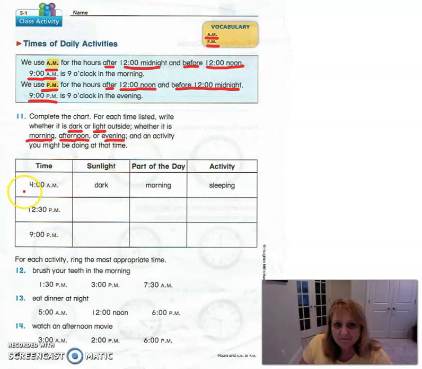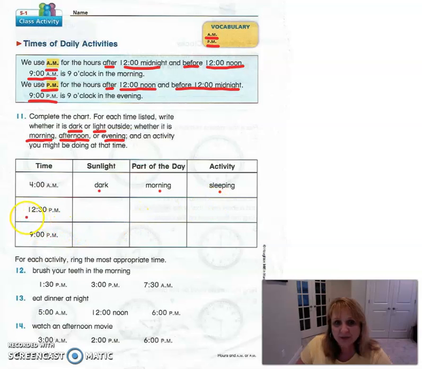All right, so they've done 4 o'clock a.m. for us. Now, 4 o'clock a.m., that would be after midnight, but before noon. So that would mean 4 o'clock in the morning, right? Now, if you've ever been up at 4 o'clock in the morning, you know it is still dark outside. But even though it's still dark outside, it is morning. And what are most of us doing at 4 o'clock in the morning? Hopefully we're still sleeping.